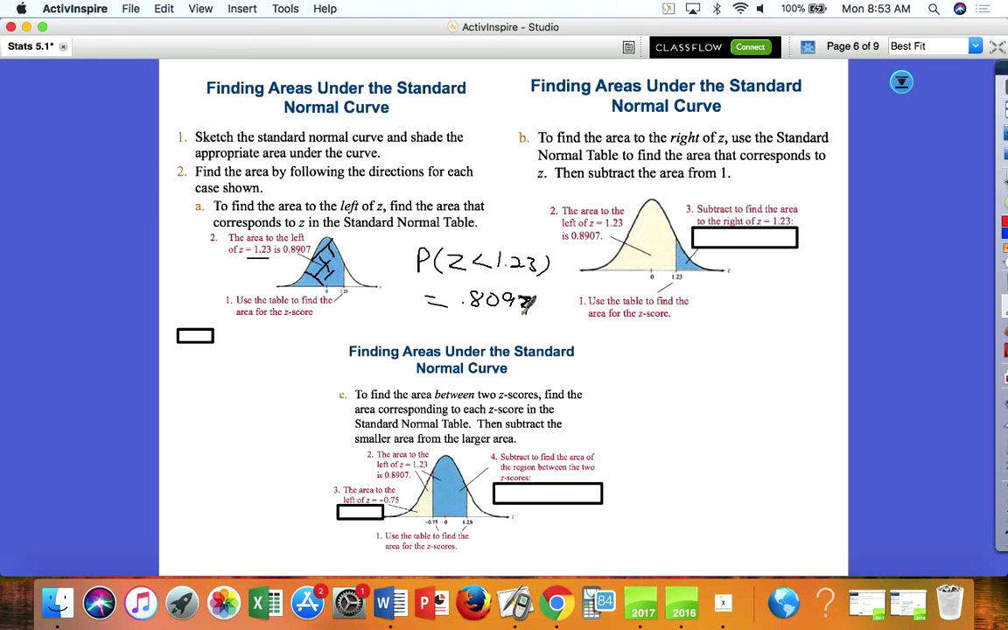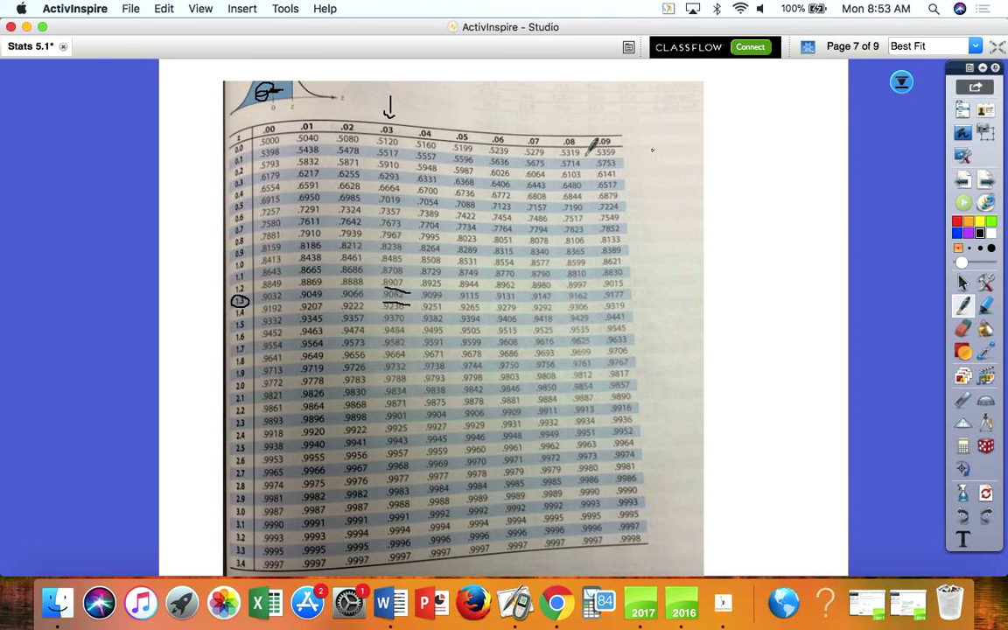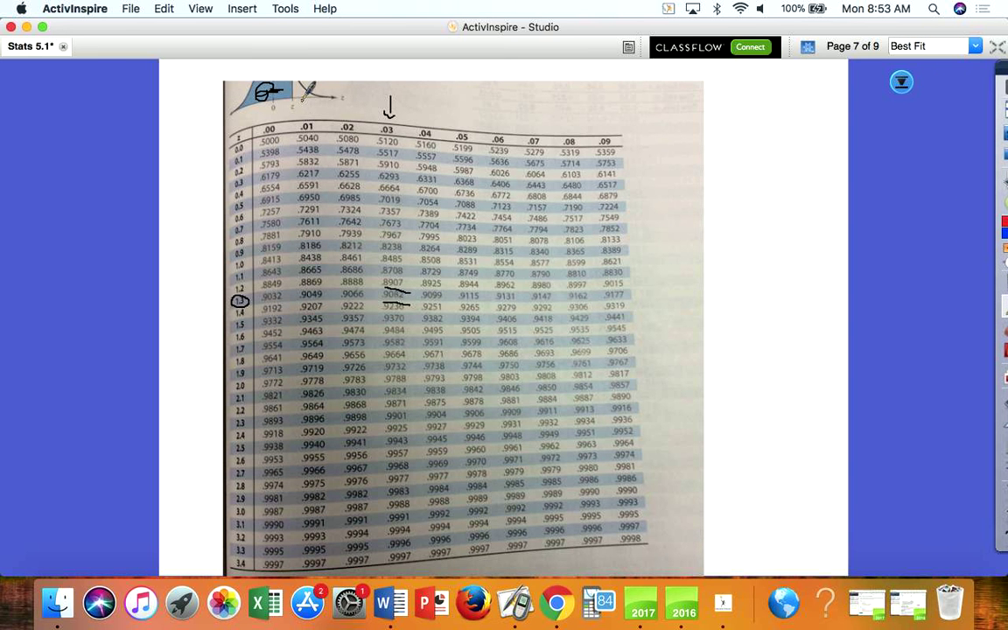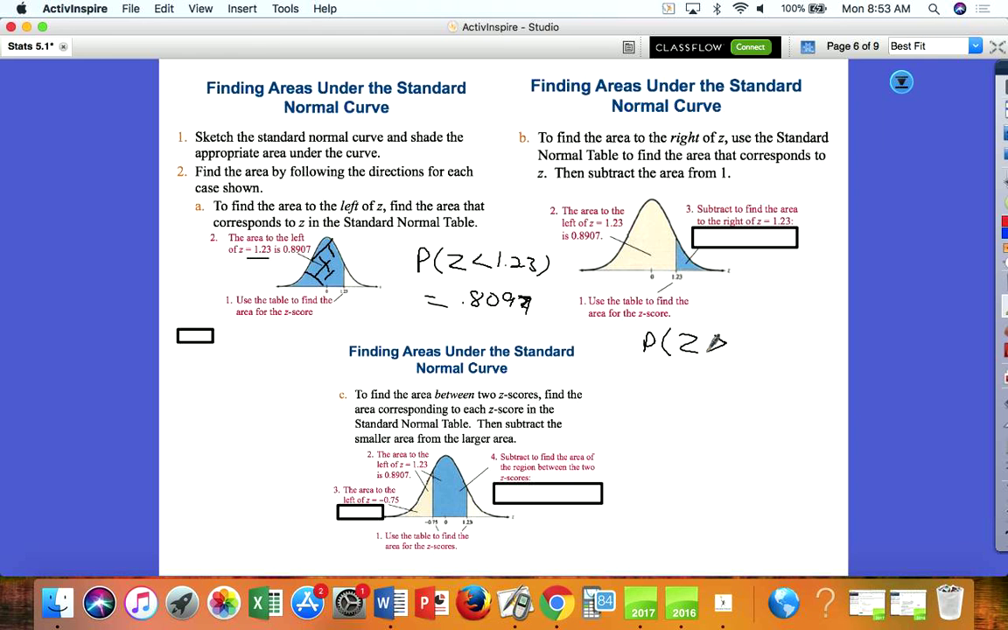How do you find the area to the right? There's no table that will tell you that. The tables are built for area to the left. How are you going to find this area here then? Right. Subtract the total area of the distribution, which is 1 minus the area to the left of that z-score. Okay? So here we might be asking, what's the probability that a z is greater than 1.23?